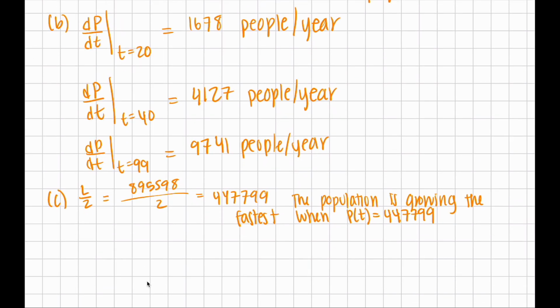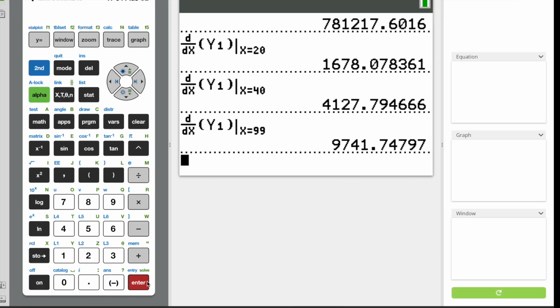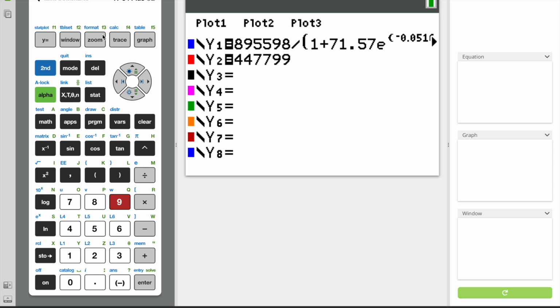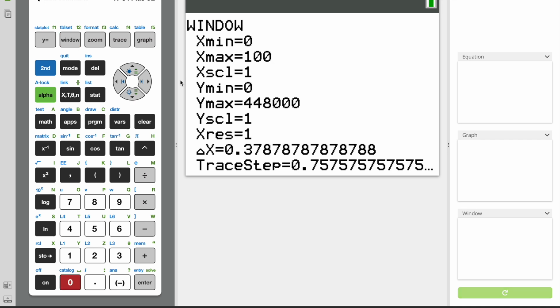To find the time, I'm going to do this using the calculator again. So going back to the calculator, I want to know where P of t equals 447799. So I'm going to make Y2 equal 447799. And I'm going to graph this. Let's choose a window. This is the window that I'm going to choose. Let's see if it looks okay.